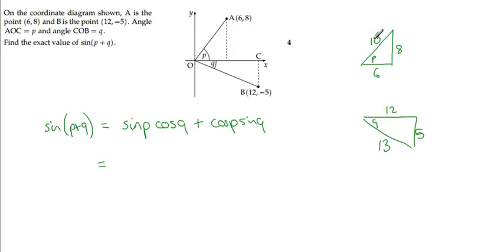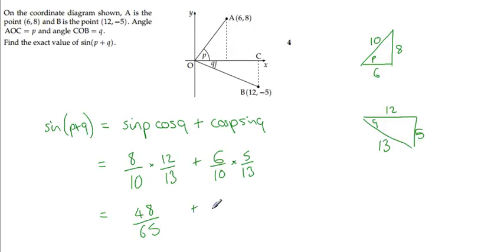Sine P, opposite over hypotenuse, 8 over 10. Cos Q, adjacent over hypotenuse, 12 over 13. Plus cos P, which is adjacent over hypotenuse, which is 6 over 10. And sine Q, opposite over hypotenuse, which is 5 over 13. Sorry, 5 over 13, not 5 over 12. Okay, and then just simplify. This comes to 48 over 65 plus 15 over 65, which again is 63 over 65.